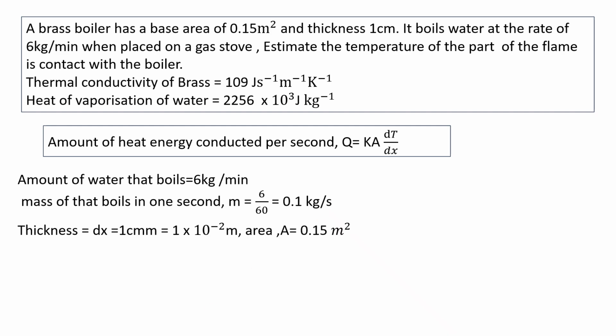Thickness dx is equal to 1 centimeter. On converting to meter, 1 into 10 raised to minus 2 meter. Area of the boiler is 0.15 meter square.